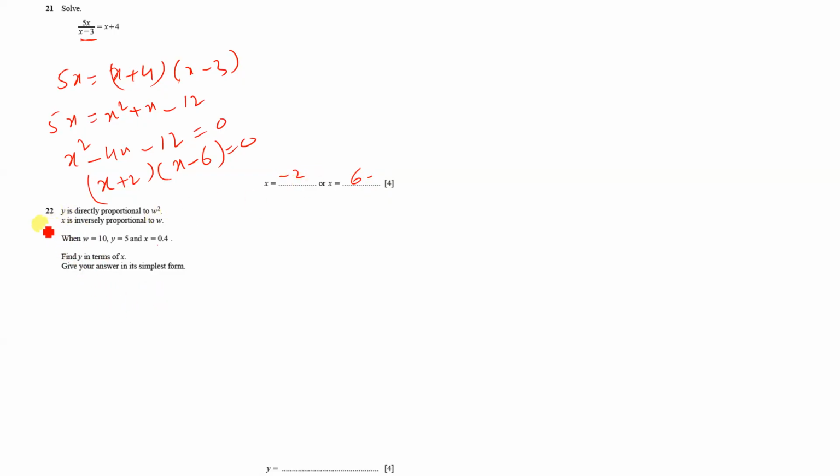Question number 22. Y is directly proportional to w square, that is y is equal to k times w square. K is constant of proportionality. X is inversely proportional to w, that is x is equal to k1 divided by w, where k1 is constant of proportionality. Now when w is 10, y is 5 and x is 0.4. So this gives us w is 10 and y is 5. So 5 is equal to k times 10 square, that is 100k, and k is 5 over 100, that is 1 over 20. So this is the relation of y and w.